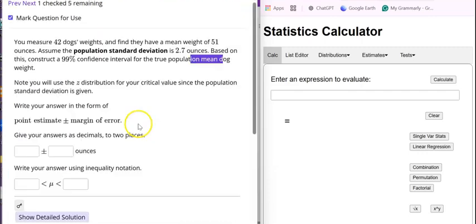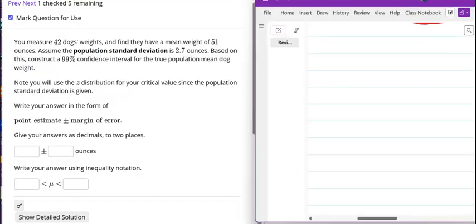But I will show you how to use the online calculator to solve this question, or pretty much to find the interval called the confidence interval for the population mean. Okay, so first thing you've got to read the question carefully. What is given here?